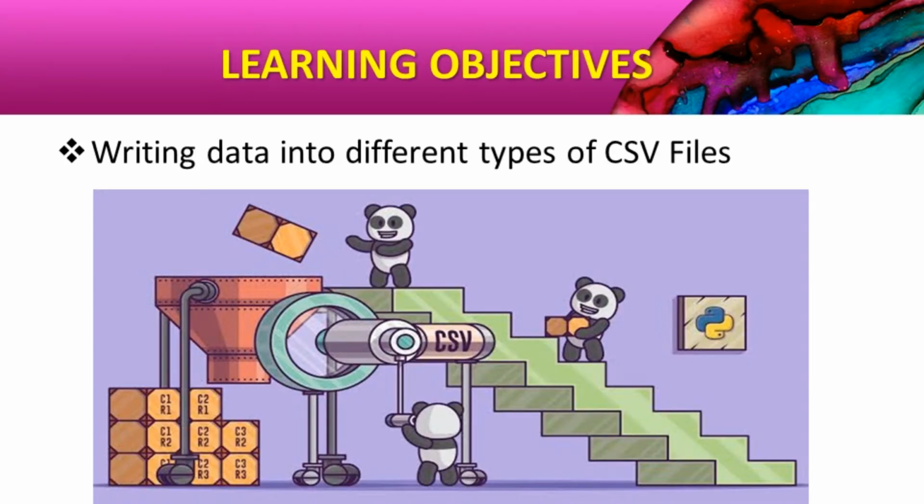Learning objectives: writing data into different types of CSV files. CSV files are normally created by programs that handle large amounts of data. There are convenient ways to export data from a spreadsheet or a database, as well as import or use it in other programs. So here we are going to learn how to write data into different types of CSV files.